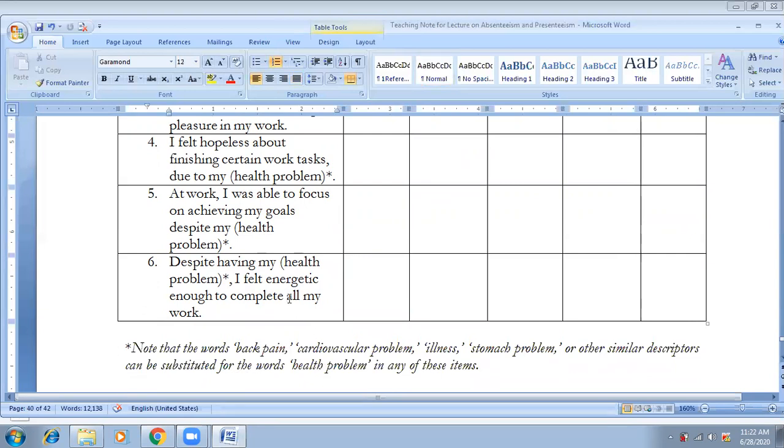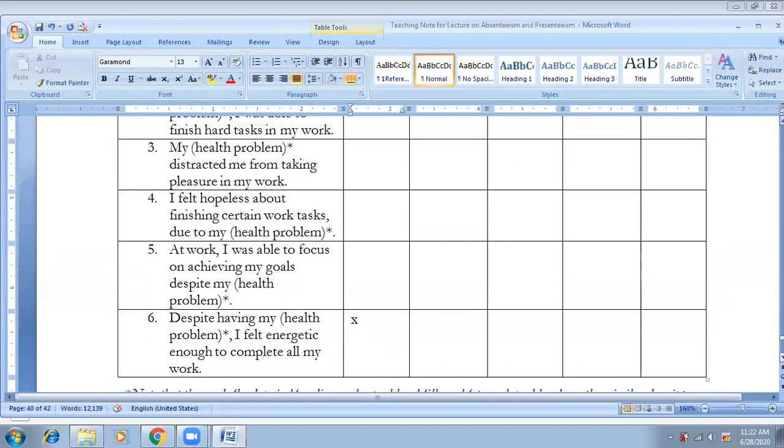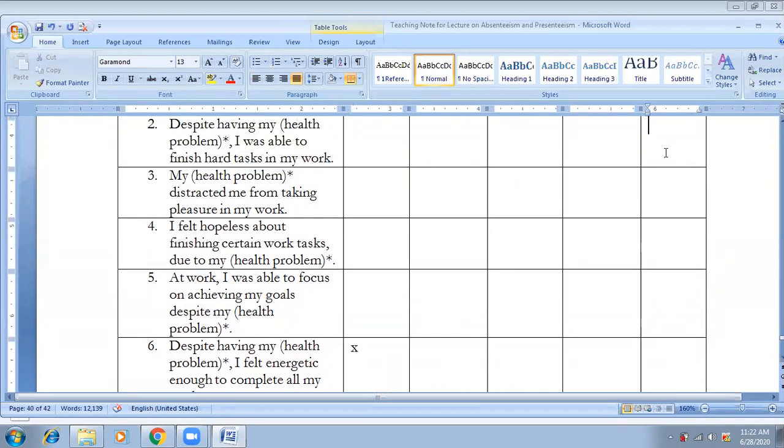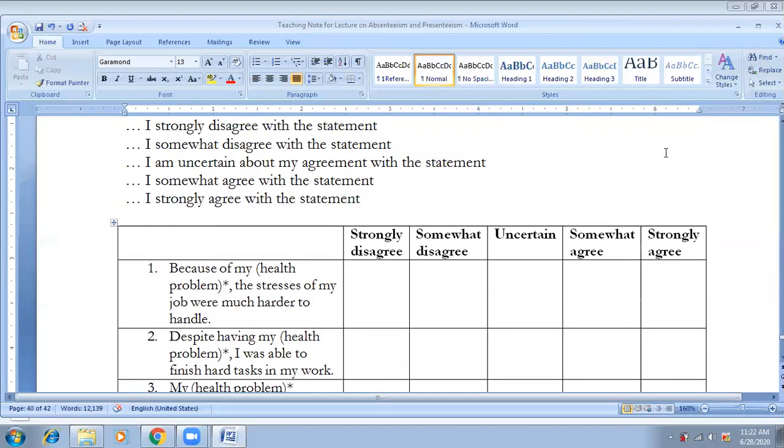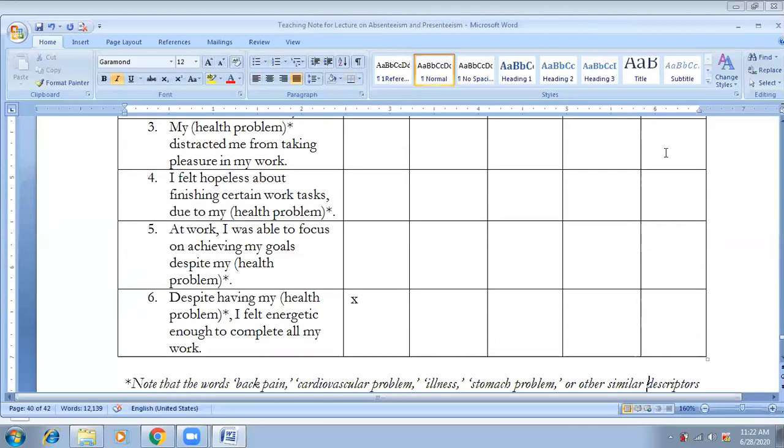So, despite having my health problem, I felt energetic enough to complete all my work. Strongly agree means what? Increasing presenteeism. Strongly disagree means reducing presenteeism. Strongly agree here means increasing the percentage.